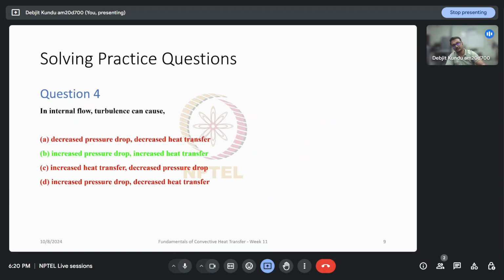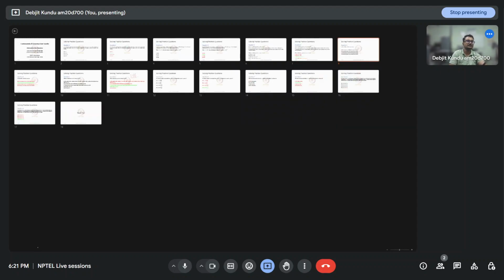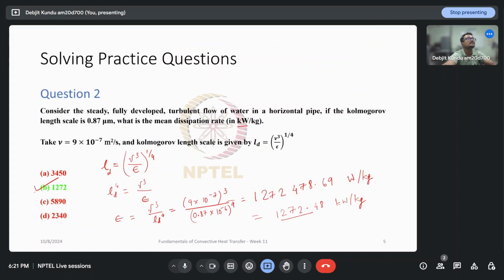So let's take a look at the solution. It's option B. So if we go back, pressure drop increases due to turbulence, right? That's because the shear stress on the wall increases. So in case you have a laminar flow, you have a parabolic profile like this, and let me use a different color.